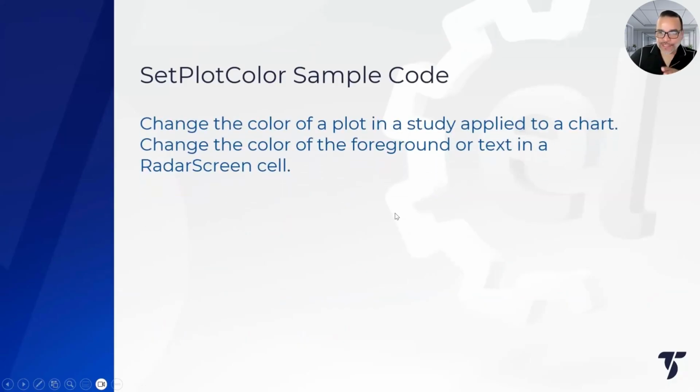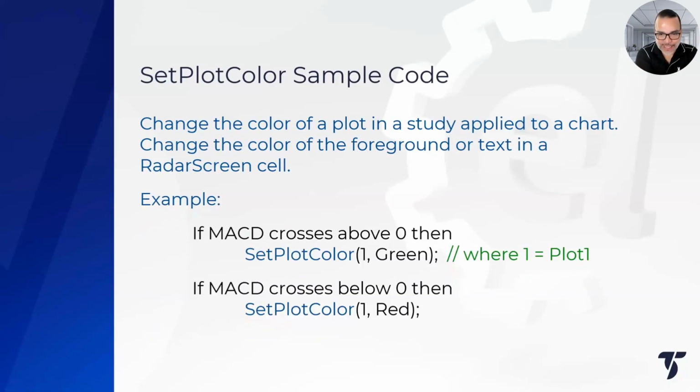So the example code is this one. If MACD crosses above 0, I'm just reading down here below, then we change the color of our plot. If it crosses below 0, then we have a different color. It's a very straightforward example. You're just going to change the color of the line, whether that line is crossing over or crossing below. We can apply this concept to any study that we have in TradeStation.